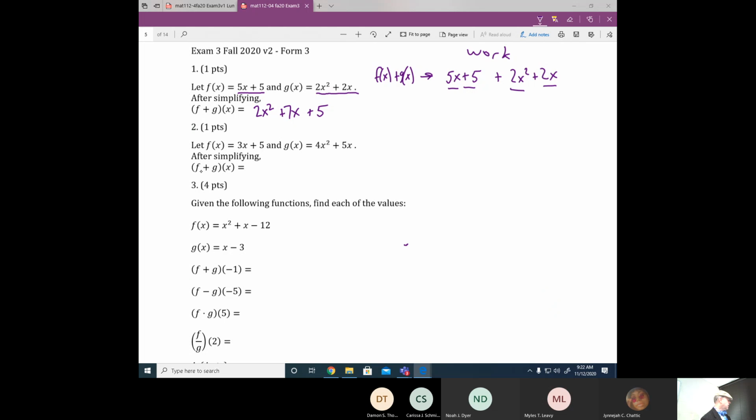Do that again here. Again, we're doing the adding of two functions. Let's just do it right over here. F of x plus g of x. Here comes f of x, 3x plus 5. Now I add g of x, 4x squared plus 5x. Again, there's only one constant multiplied by x squared, so I have that by itself, 4x squared. And I have a 3x here, plus another 5x over there. That becomes 8x. And then the constant 5.